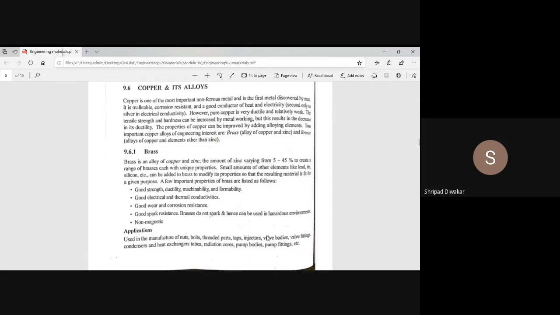Some other elements like lead, tin and silicon are also added to improve the properties, so that we can improve the hardness by adding materials like lead, tin and silicon, etc. Remember, brass is an alloy of copper and zinc. Some additional materials are added to improve the properties of the brass.